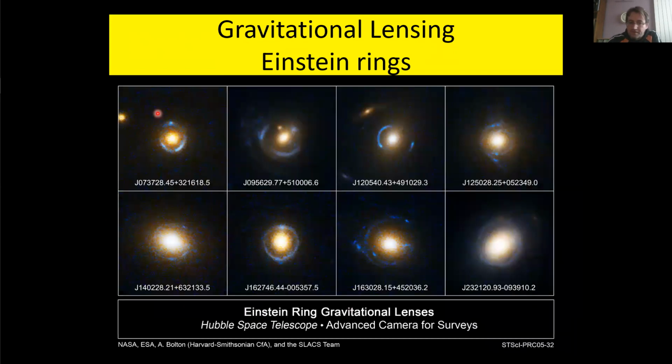So indeed, if we look at Hubble with time, this was the Advanced Camera for Surveys. Survey sounds like a wide opening angle where you observe loads of stuff at once. And this seems to be quite a common phenomenon: behind stars or galaxies, if there are objects behind, we get these Einstein rings.